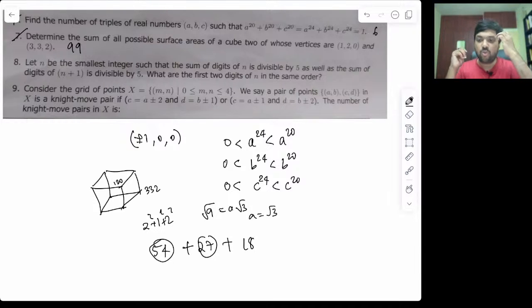Problem number 8. Let n be the smallest integer such that the sum of the digits of n is divisible by 5 as well as the sum of digits of n plus 1 is divisible by 5. What are the first two digits of n in the same order?